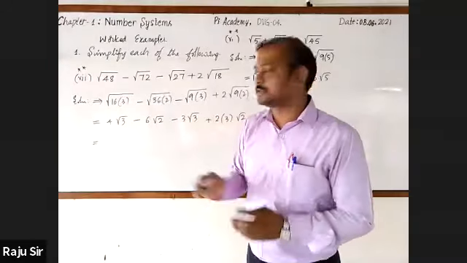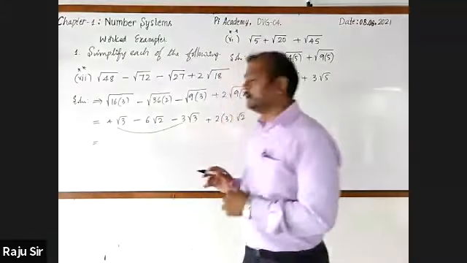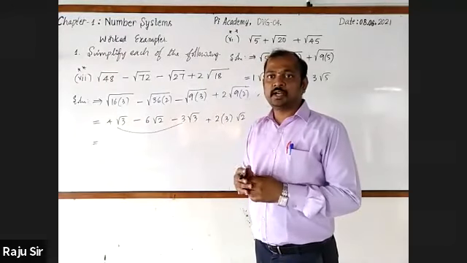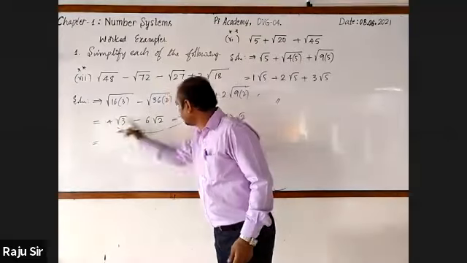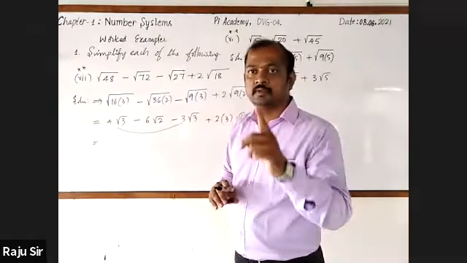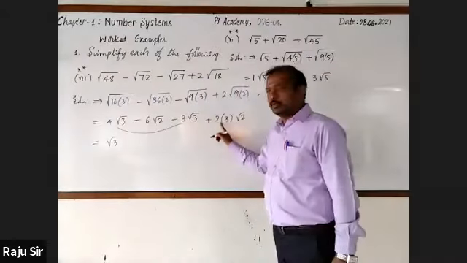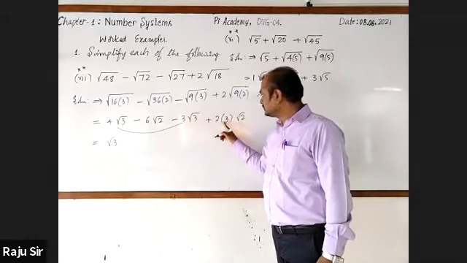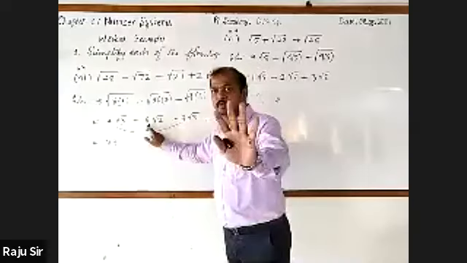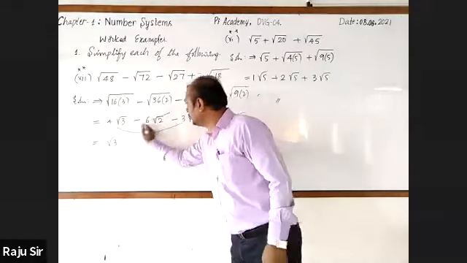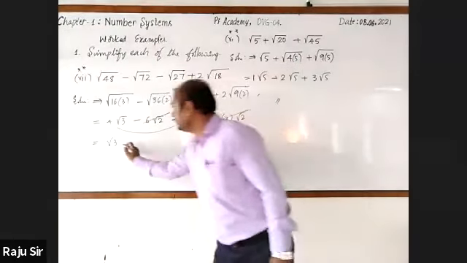You just identify the like terms. 4 into root 3 minus 3 into root 3. These two are like terms. Then what is 4 minus 3? 1. So 1 into root 3. Observe it. 2 3s are 6, 6 into root 2. Plus 6 into root 2 and minus 6 into root 2 get cancelled. Now it is just root 3.